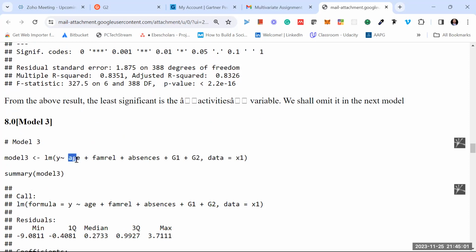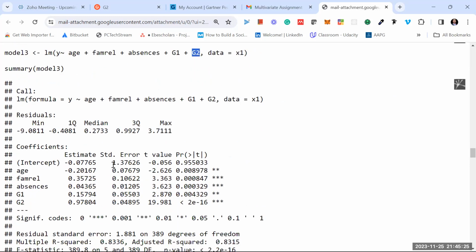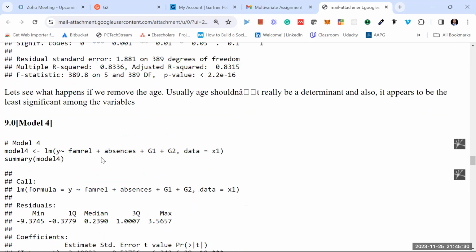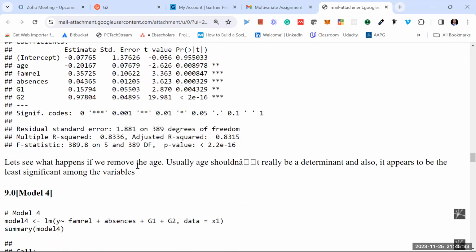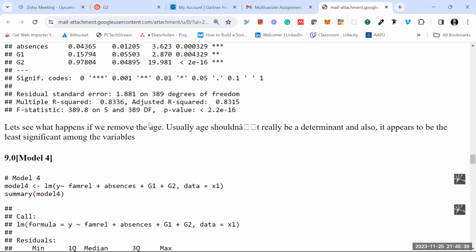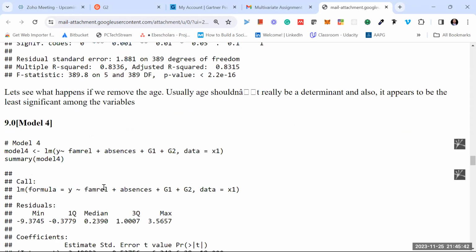But we know that age might matter, family relationship might matter. At this third level of modeling, whether you are absent or present in school might matter. And what you earn in your first semester, and then the second test, will actually matter for what you get in your final grade. So when we did this, we realized that we're able to get 83%. So we went further. We have age, family relationship, and absence, so we removed age to see what happens to the model.